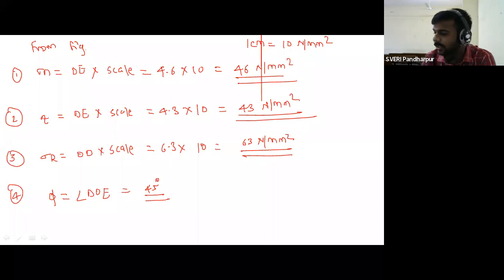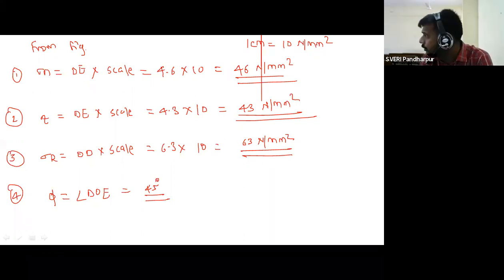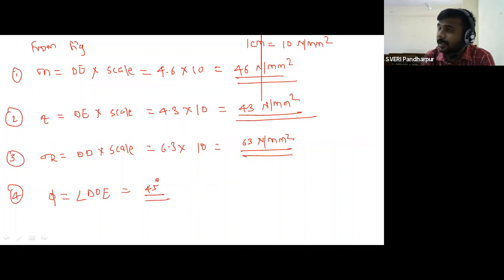Here they have not asked to verify your answers by the analytical method, so don't go for further calculation, but just for our verification, by using the resultant stress formula, please check the resultant of normal stress plus tangential stress. Check whether it is coming near about 63. That is 46 square plus 43 square, and then the square root. 62.96 means it is approximately 63. Correct? The theoretical formula for the resultant is the square root of sigma n square plus sigma t square.